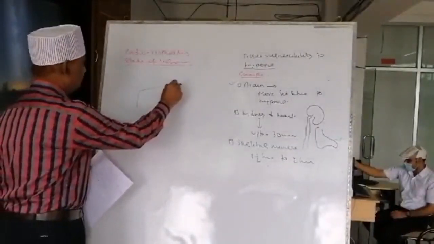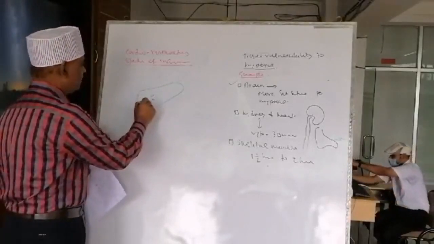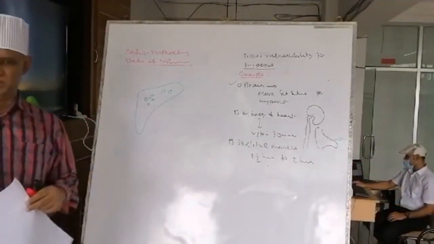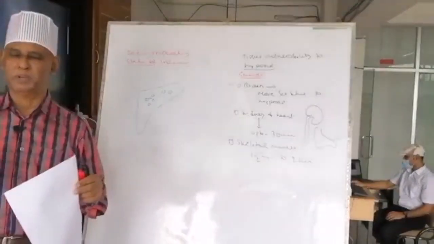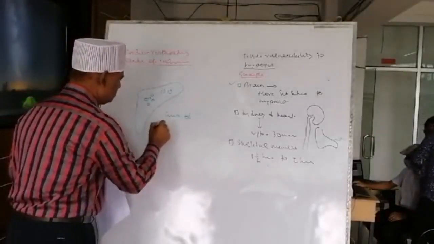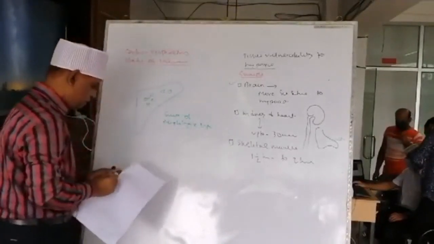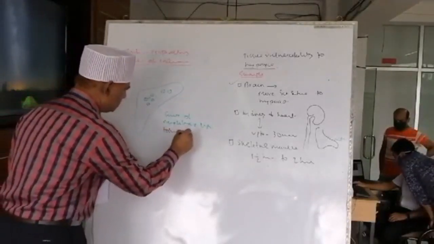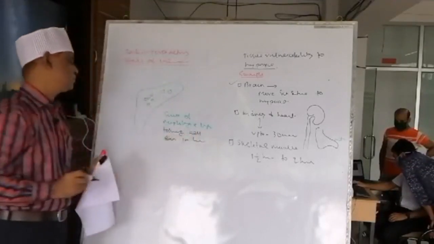Suppose this is a living liver. It is composed of hepatic lobules, and each hepatic lobule contains hepatocytes. If anybody suffers from viral hepatitis, some of the hepatocytes undergo necrosis. So, necrosis is the sum of morphologic changes following cell death in living tissue.